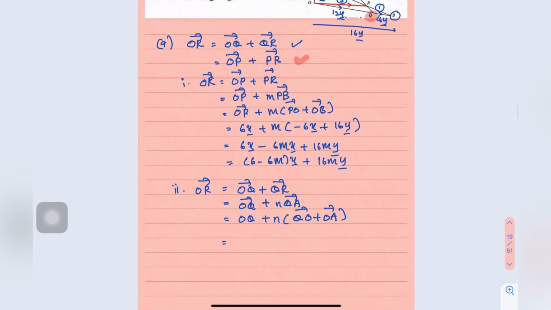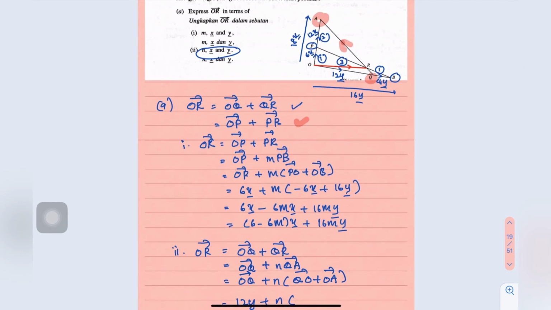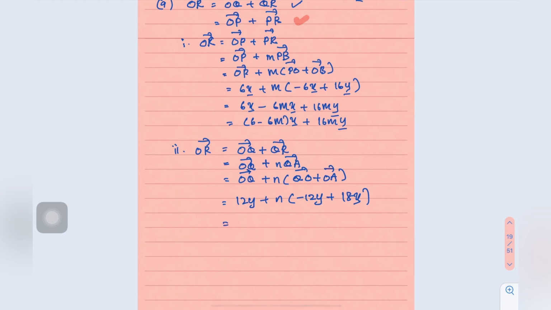Okay, so now we substitute the value of the vector. Ni pun ada vector tertinggal, sorry. OQ is 12y plus QO, okay, so QO is 12y but opposite direction. So opposite direction we have to put negative, so negative 12y, plus OA is 18x. Then the rest we just simplify. We open the bracket, so 12y minus 12 and y plus 18 and x. So 12 minus 12 and y plus 18 and x.